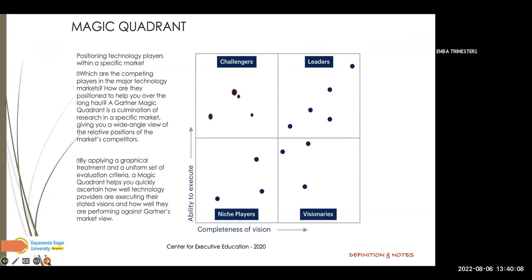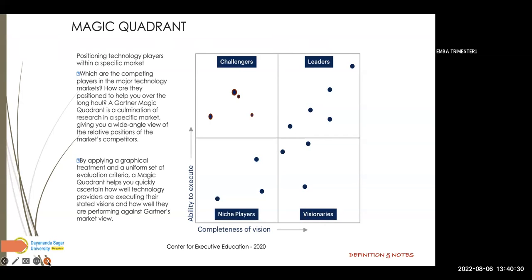Would you invest in leaders? Would you invest in challengers? Would you invest in visionaries, or would you invest in niche markets? Let's say you are a venture capitalist, or Srinivas, right? Raghu. Okay, so if Raghu has got $10 million in his pocket, where would you invest?